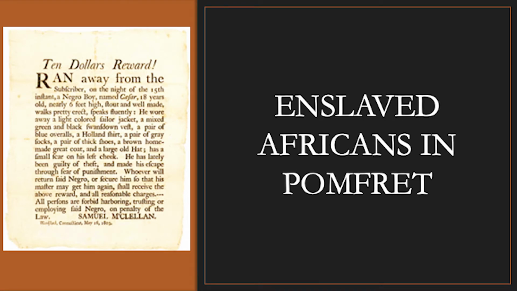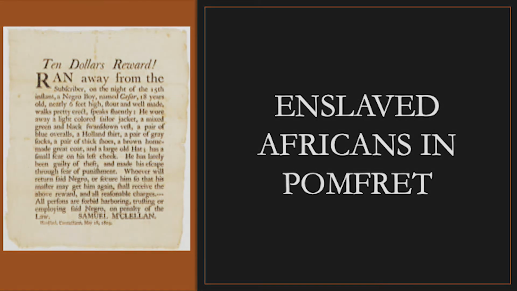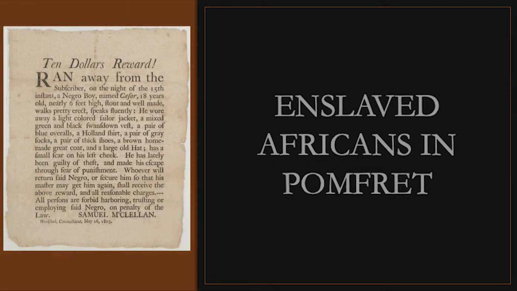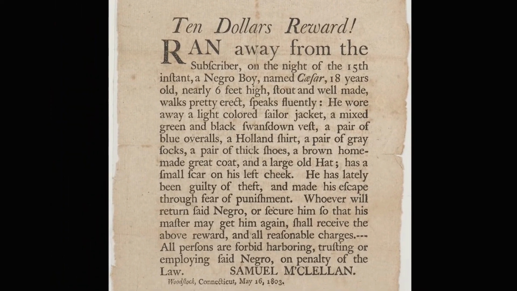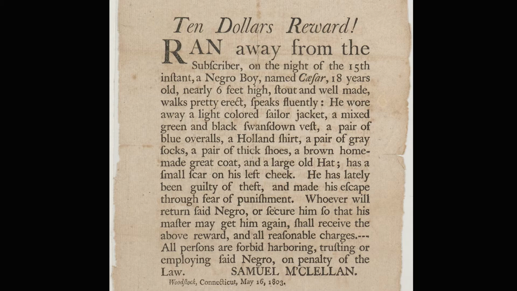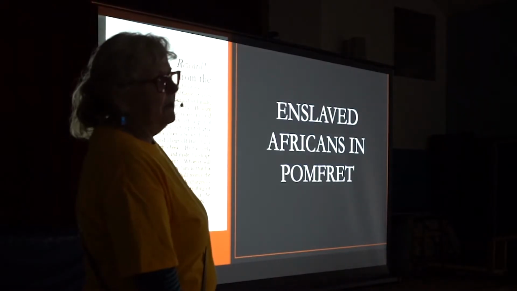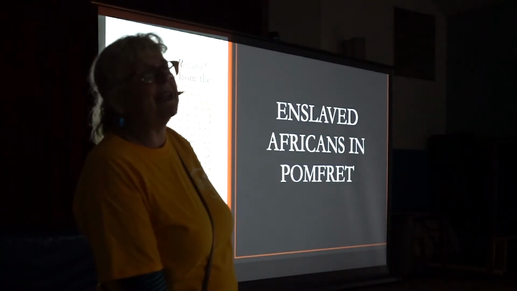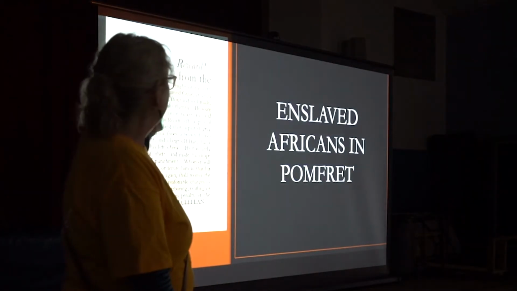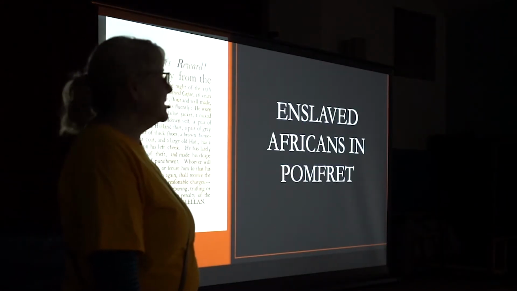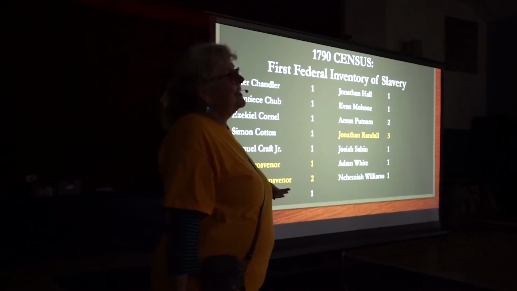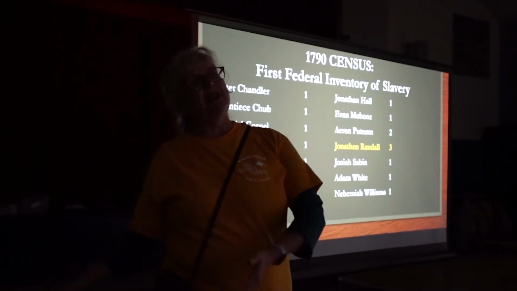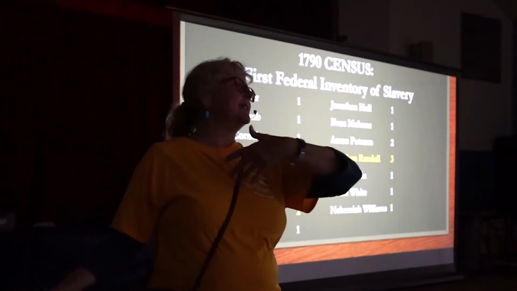We have examples of that. There's various kinds of data where you can find it, including runaways. It wasn't unusual for slave holders to offer a bounty for a runaway slave. You think of this happening in the South, but there are many examples of that happening in New England as well.